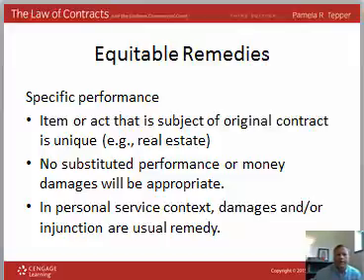The first equitable remedy we'll talk about is specific performance, and this is an equitable remedy that is unique to contract law, and it is used to enforce the obligations under the contract. In other words, the court will look at the breaching party and say, no, you're going to have to go through with your obligations under the contract.